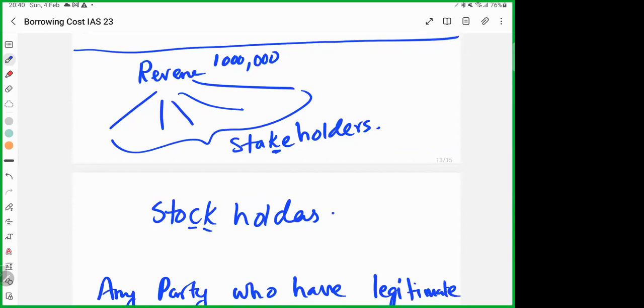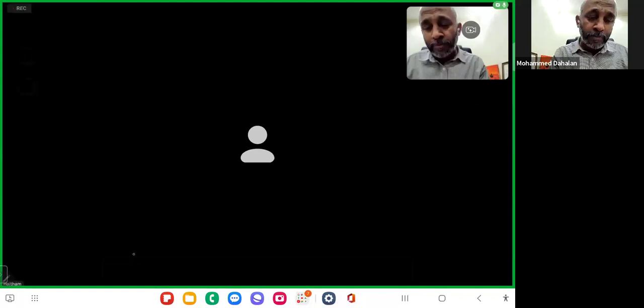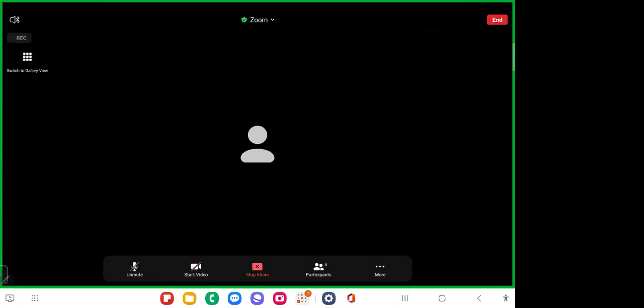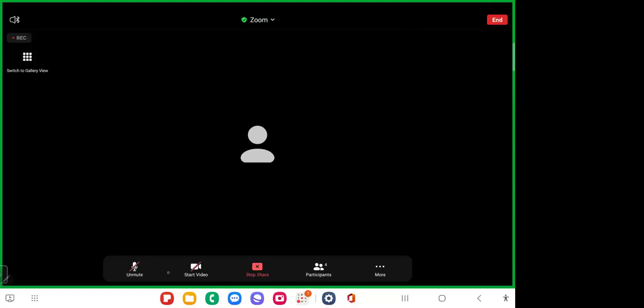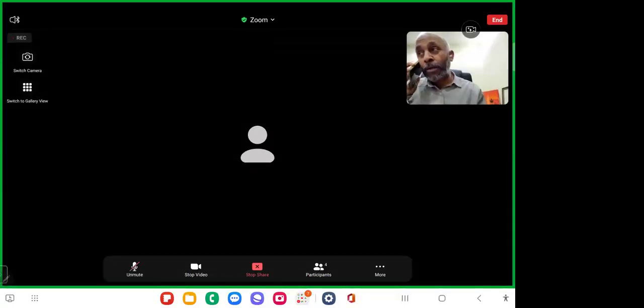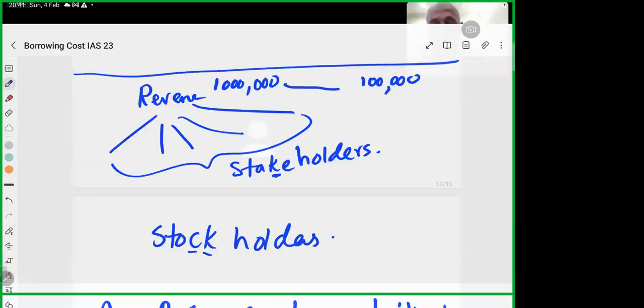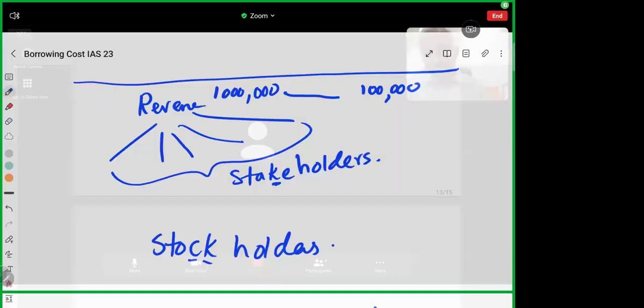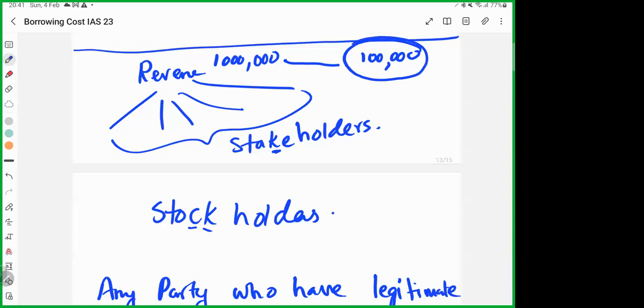At the end, let's say something is left over, like 100,000 is left over. After distributing to all of them, 100,000 is left over. Yes or no? Yes. Okay. So, the leftover is 100,000.